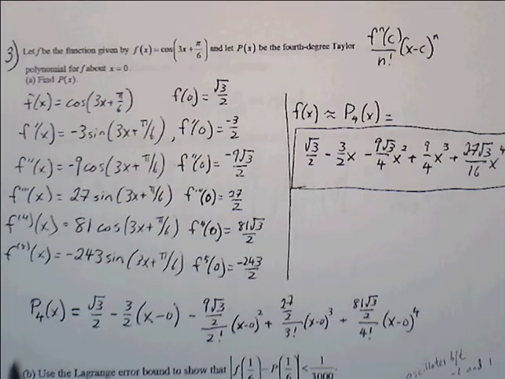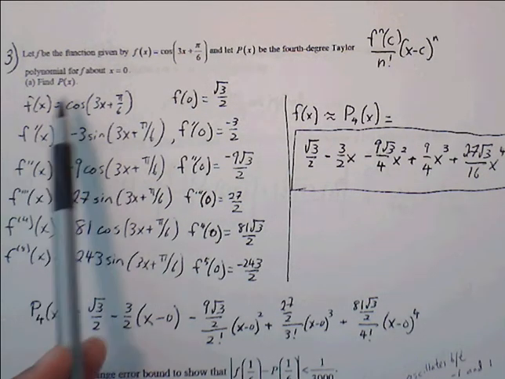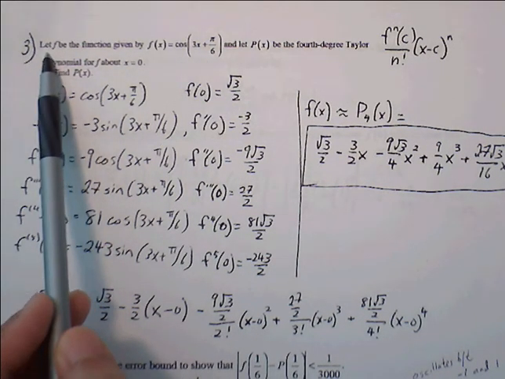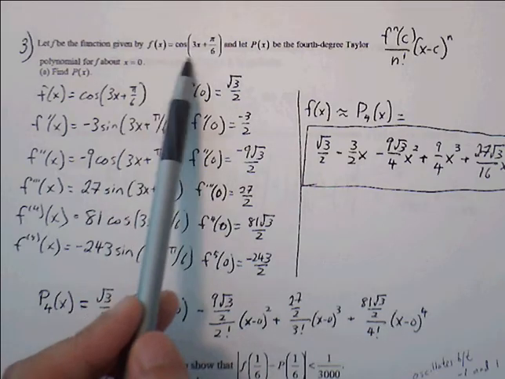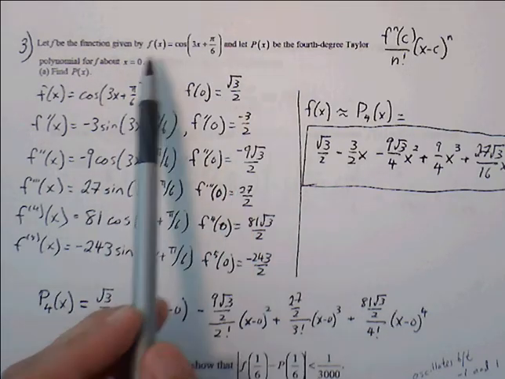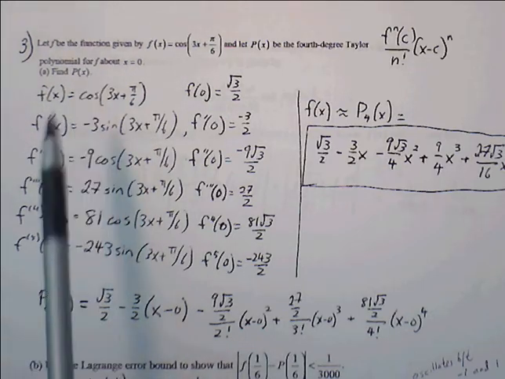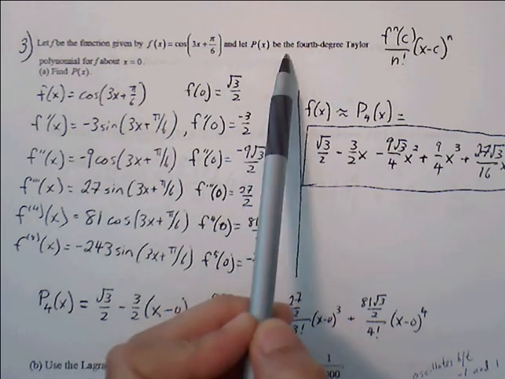We're looking at the second page of Worksheet 3. This is 9.7, 9.10 review. All right, let f be the function given by f of x, and let p of x be the fourth degree Taylor polynomial for f about x equals 0. Find p of x.